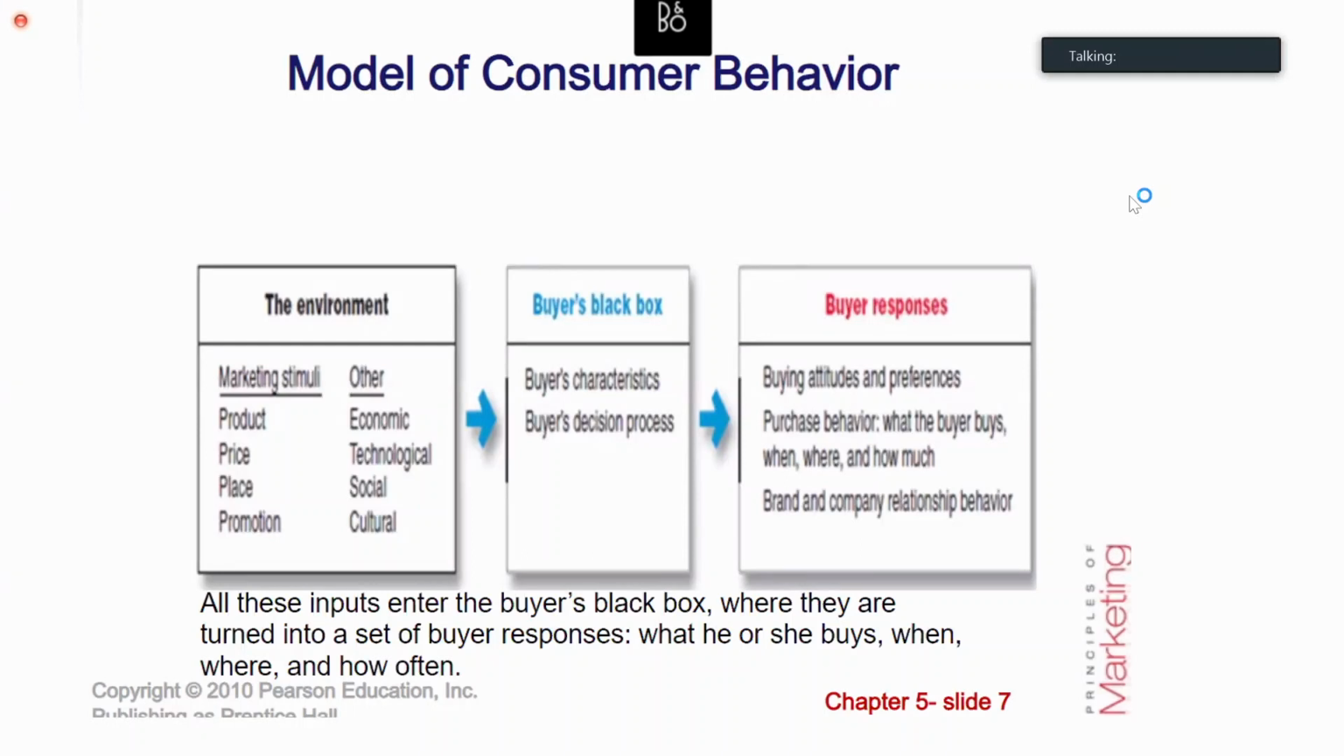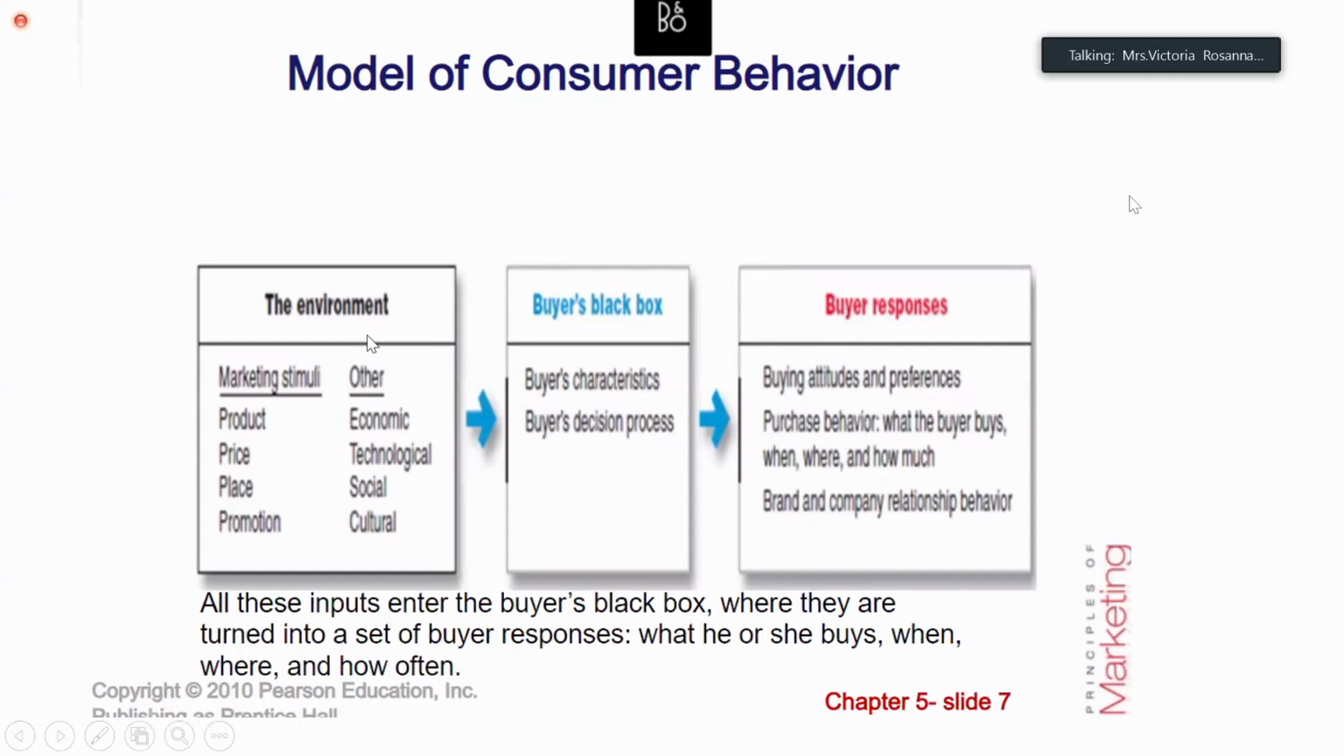Now what is this? This is stimulus. Where is stimulus? This is stimulus. So marketing stimuli is there and other stimuli also can come in. Under marketing stimuli, we have seen the marketing mix elements: product, price, place, promotion. Under other stimuli, we have seen economic, technological, social, and cultural, and even other factors.